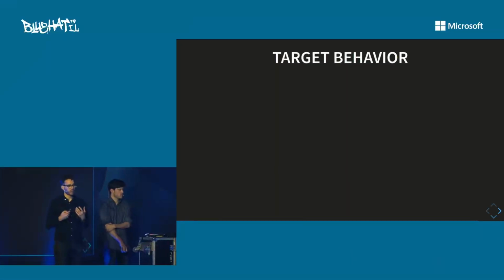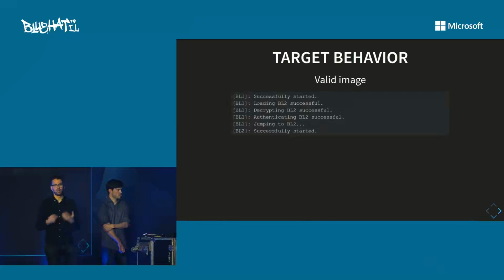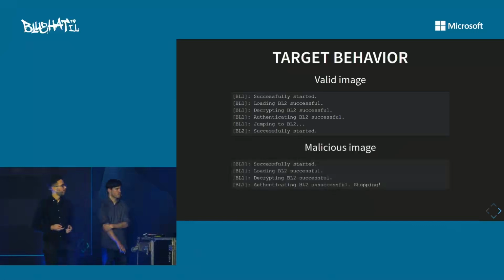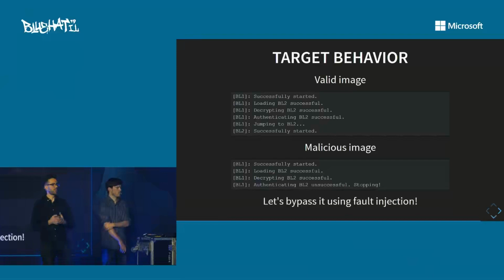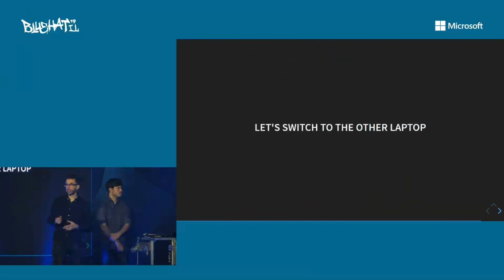Whenever we boot the device with a valid image, there will be some strings printed on the serial interface. You see it started BL1, then it's loading BL2, decrypting BL2, authenticating BL2, and then it jumps to BL2, and then BL2 happily says, I also started. But for the malicious image, BL1 still starts, it still loads BL2, it decrypts BL2, but afterwards it stops, because like I said, the authentication of BL2 will fail. And this is exactly what we will try to bypass using fault injection in a similar fashion as Cristofaro already explained. So we can switch to the other laptop.